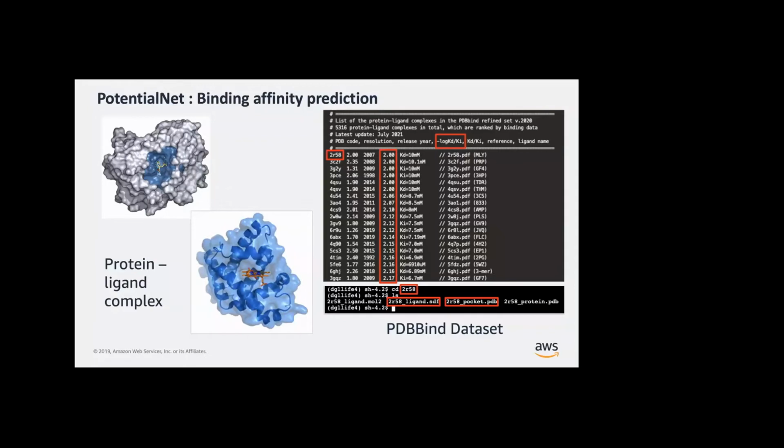So basically what you're going to solve using PotentialNet is that you have this protein-ligand complex as an input, and you're trying to predict something, this number here.